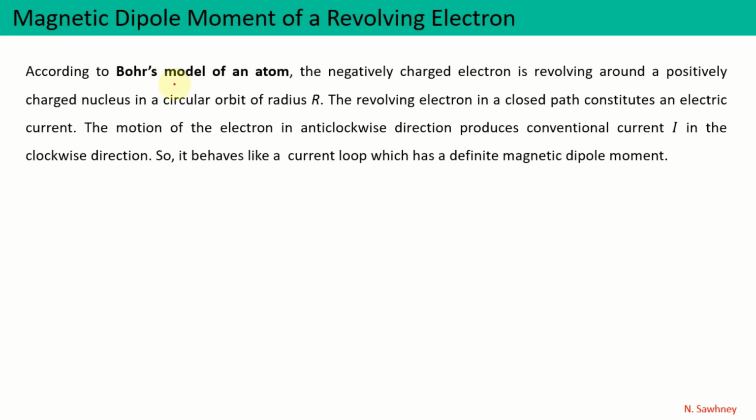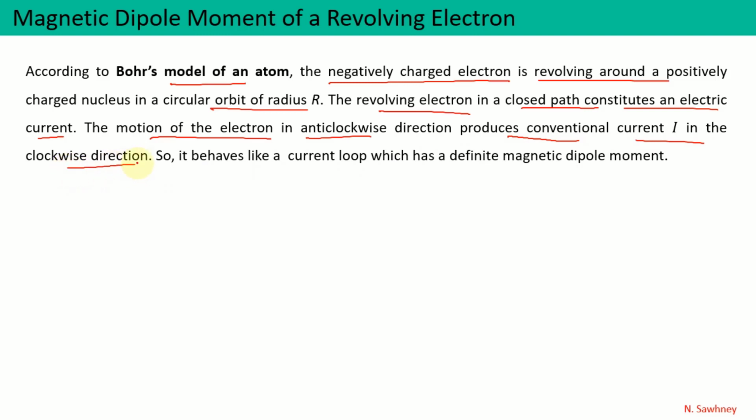According to Bohr's model of an atom, the negatively charged electron is revolving round a positively charged nucleus in a circular orbit of radius r. The revolving electron in a closed path constitutes an electric current. The motion of the electron is in the anti-clockwise direction, which will produce current in the opposite direction, that is clockwise. So it will behave like a current loop, and if it is a current loop, it will definitely have a magnetic dipole moment.